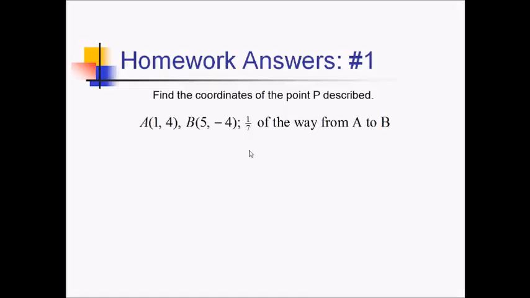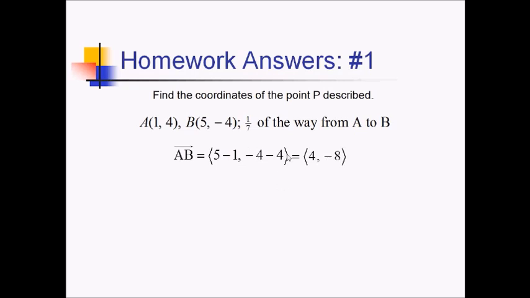For this problem, we're trying to find the point 1/7 of the way between these 2 points. So to do this, we're going to get the component form of the vector from A to B, basically directions to get all the way from A to B. So we have 5 minus 1, comma, -4 minus 4, which gives us 4, comma, -8.